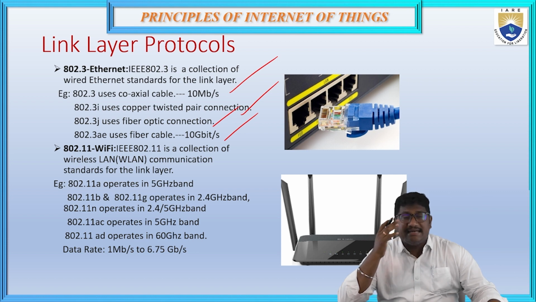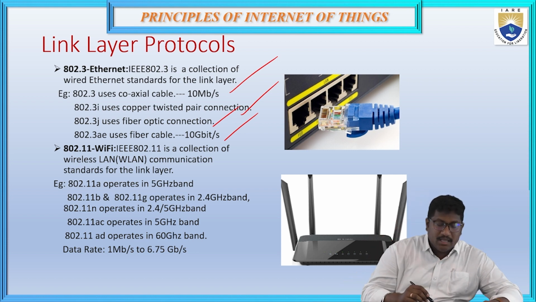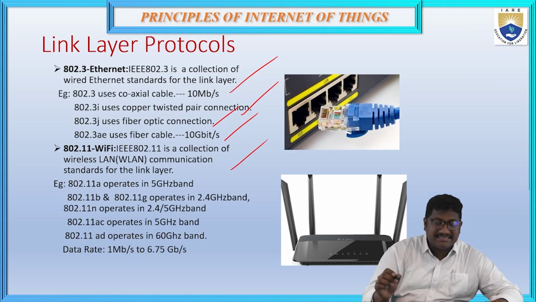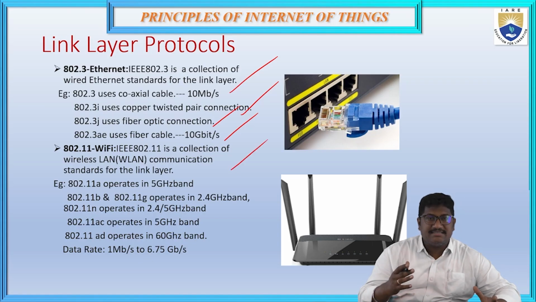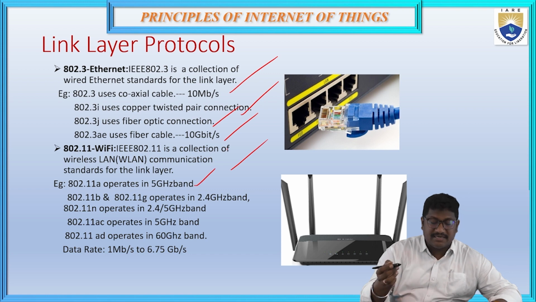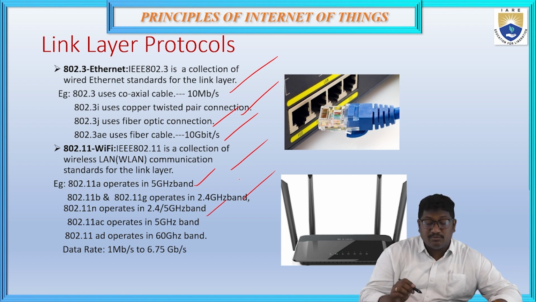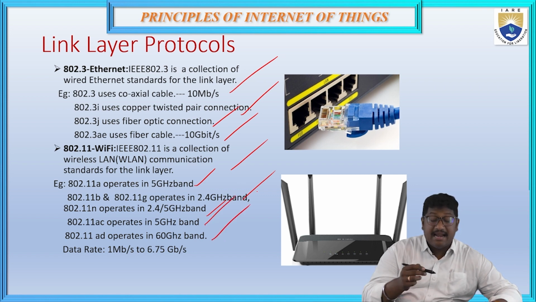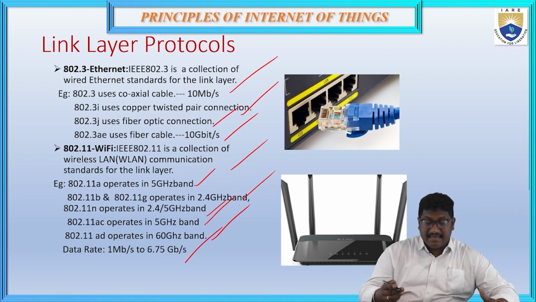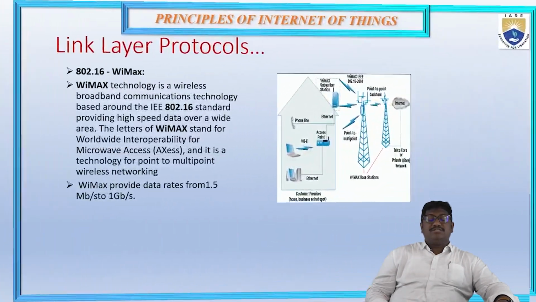And we compare to the next one, which is 802.11, which is Wi-Fi. As I told you, it is a collection of WLAN communication standards in the link layer. And here also, there are different kinds of versions. 802.11 operates at 5 GHz. 802.11b and 11g operate at 2.4 GHz. And 802.11n operates at 5 GHz. There are also 802.11 5 GHz and 6 GHz bands. Like this, multiple protocols are used in the link layer.